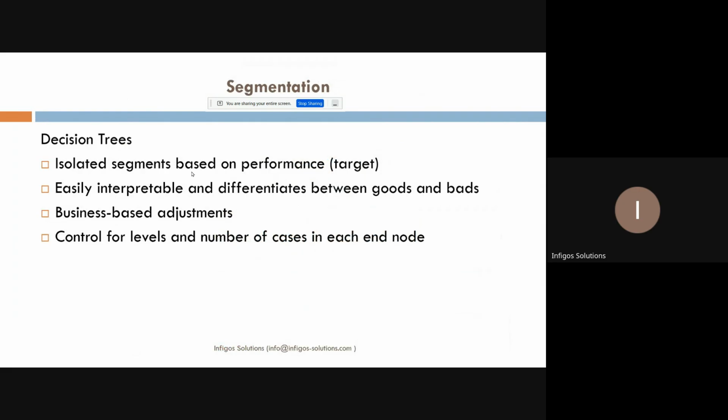I will not go into segmentation by decision tree because this is the only option which I prefer, and this is the industry standard practice, and you can explain it to the business easily. It is easily understandable. This is why we use decision tree for segmentation.